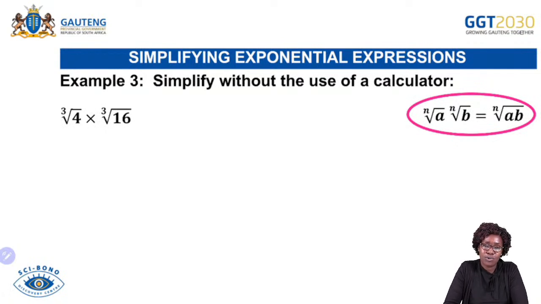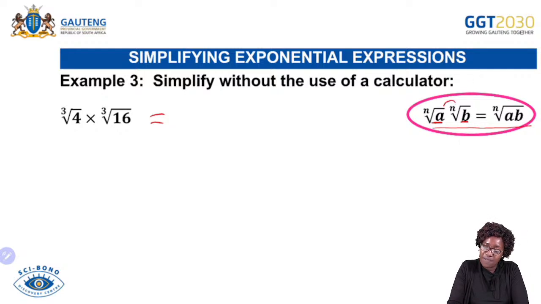Right, the third example looks very simple. But the problem that we have there is that we have the cube root of 4. And we all know that the cube root of 4 does not give us an exact solution. Also, if you look at the cube root of 16, we do not have a number that multiplies itself 3 times to give us 16. So the only way I'll be able to simplify this is to apply this rule, which we said you take the terms under the root sign.